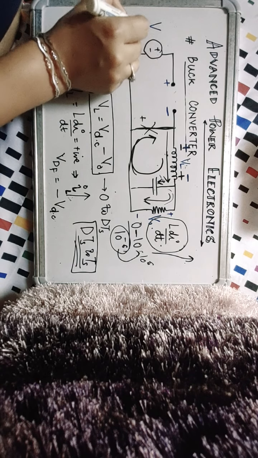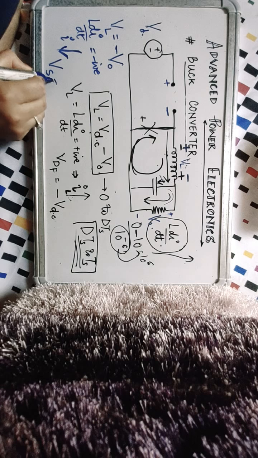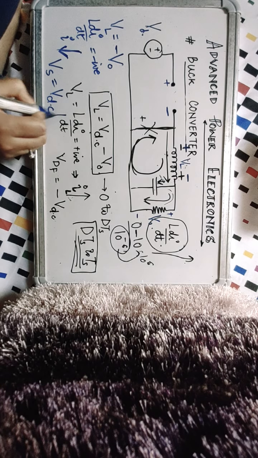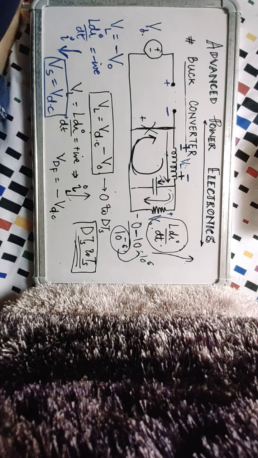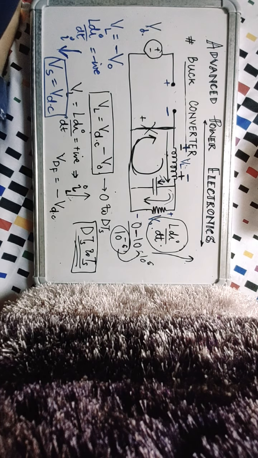And what is the voltage that the switch is blocking? It is the whole VDC coming across the switch. So the voltage rating of the switch is VDC. That of the diode was minus VDC because it was supposed to block negative voltage, but this switch is supposed to block positive voltage, therefore its voltage rating is VDC.